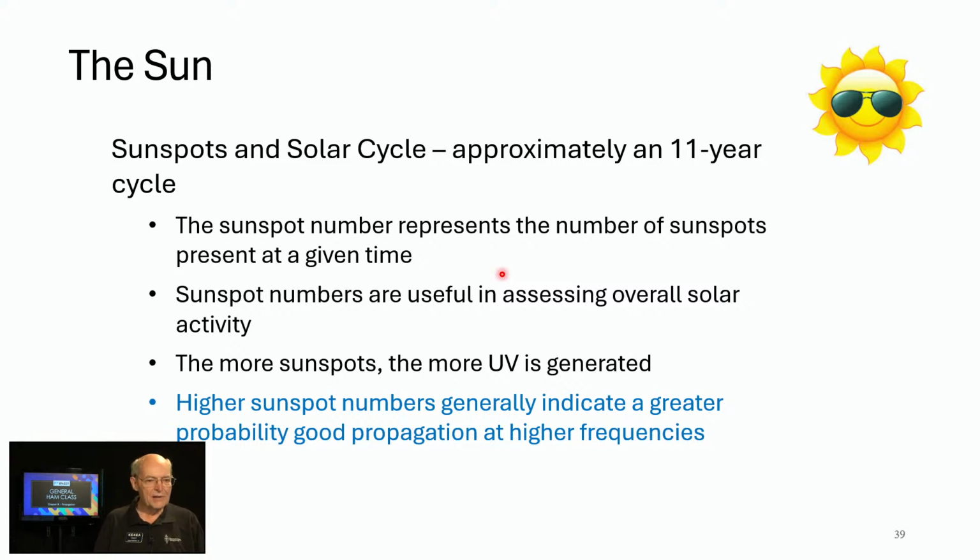So the sunspot number represents the number of sunspots present at a given time. These are dark areas on the sun that astronomers look through certain filters to be able to see and count. So they're useful in assessing overall solar activity. So the more active the sun, the more sunspots there are. With more sunspots, you get more ultraviolet radiation from the sun. So higher sunspot numbers generally indicate a greater probability of good propagation at higher frequencies. It's not always the case, but it's usually the case.